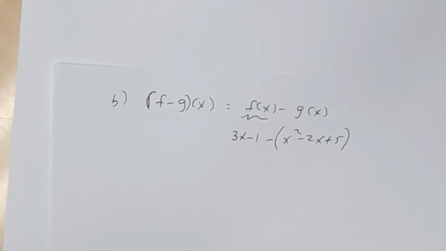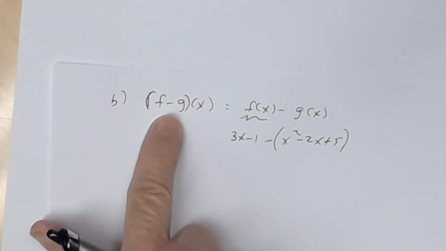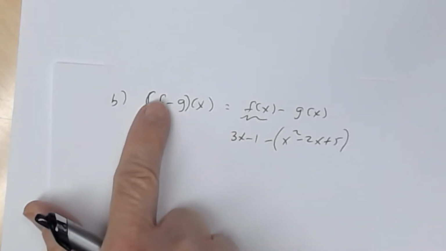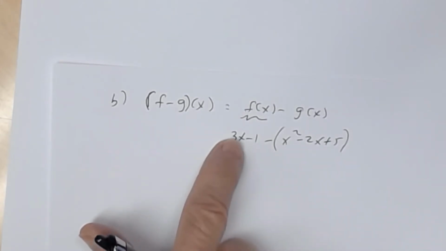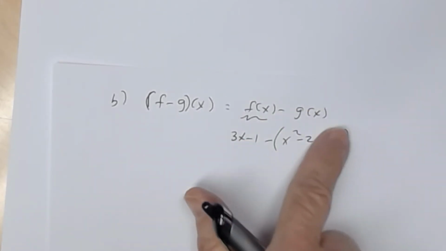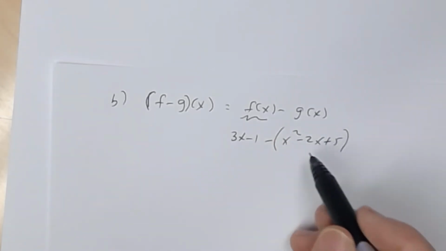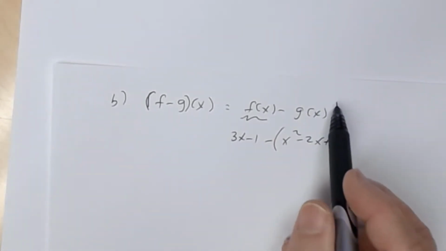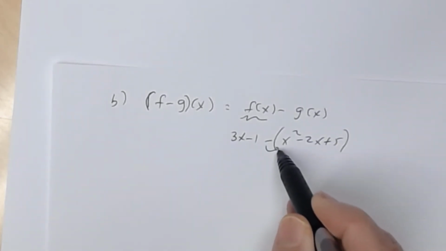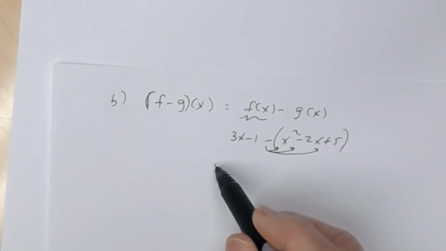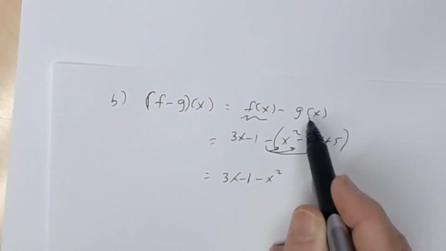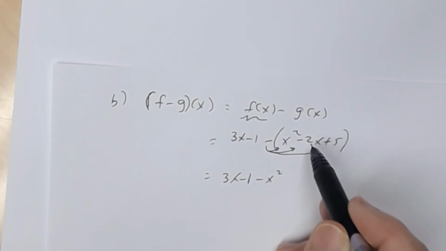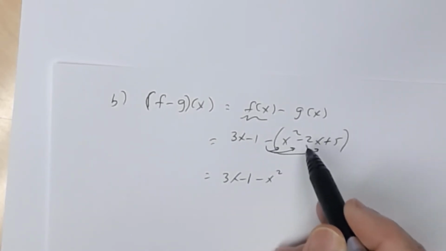So whenever you're dealing with the difference operation, make sure you put that in parentheses. You don't have to put this in parentheses, but you're subtracting all of this, so you've got to put all of it in parentheses. You're subtracting all of these terms, whatever g of x is, so all of these signs will change. In other words, I get 3x minus 1. When I subtract x squared, I get a negative x squared. When I subtract negative 2x, I get a positive 2x. A negative times a negative is a positive.